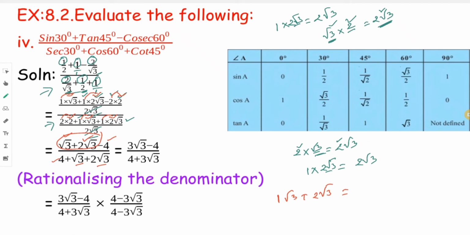That means this becomes now 3. Alright, so 3 times root 3. 2 is here, 1, right? 2 plus 1 is 3. So I'll have 3 times root 3 minus 4.